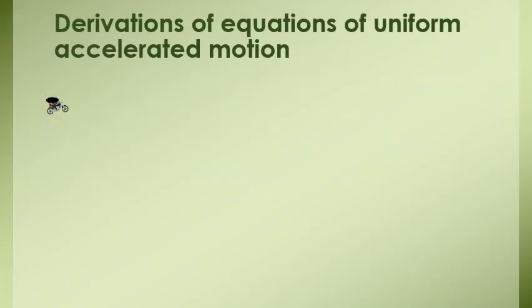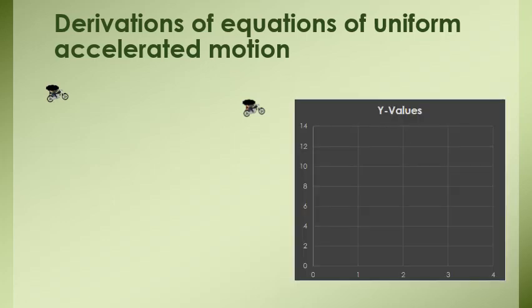So the first equation of motion is v = u + at. How do you get it? Suppose a motorist is traveling with uniform motion, that means he is covering equal distances, or his velocity changes equally, in equal intervals of time. Let us draw a graph between time and velocity: first second, second second, third second, he reaches the changes.